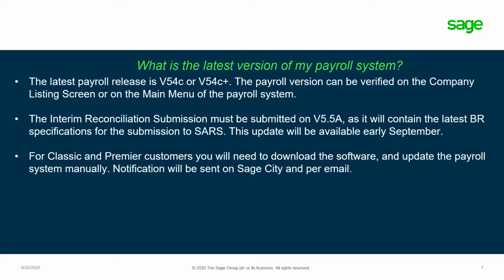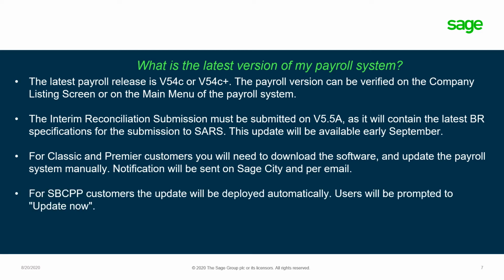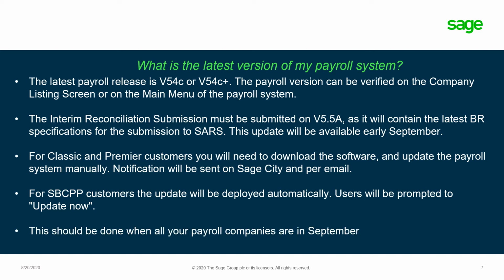For Classic and Premier customers, you will need to download the software and update the payroll system manually. For Sage Business Cloud Payroll Professional customers, the update will be deployed automatically. Users will be prompted to update now. This should be done when all your payroll companies are in September.